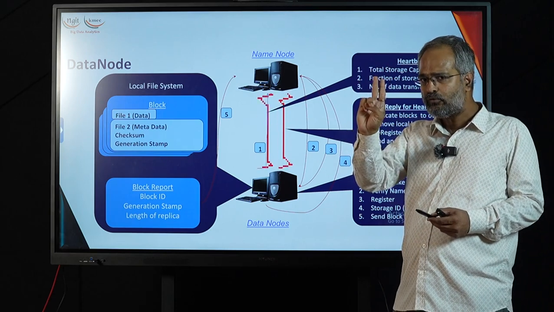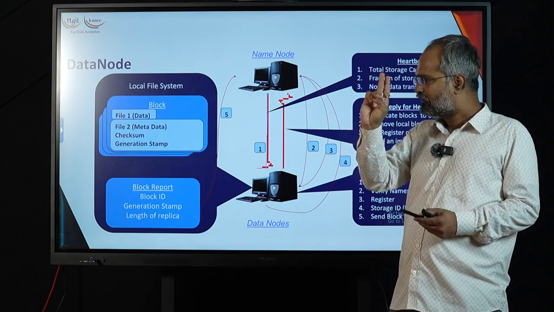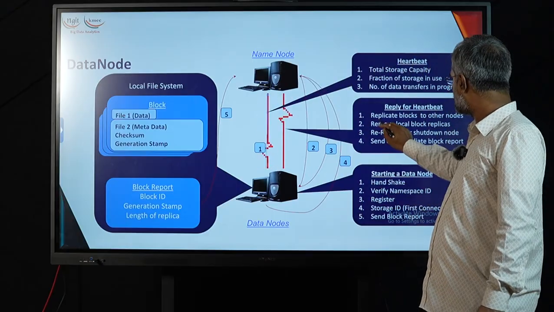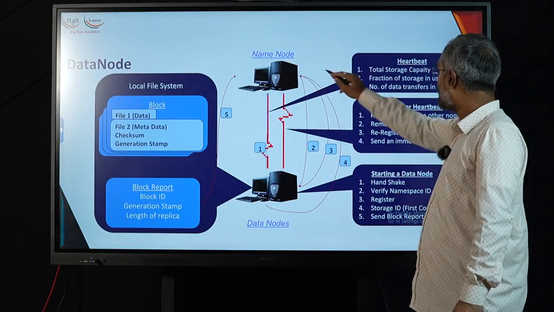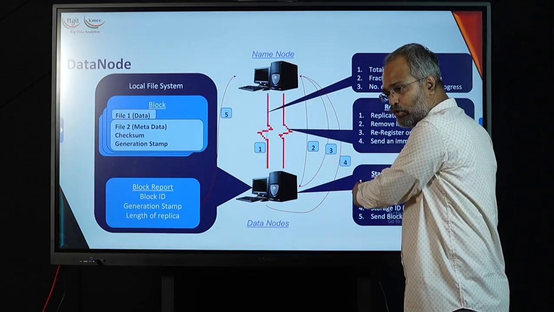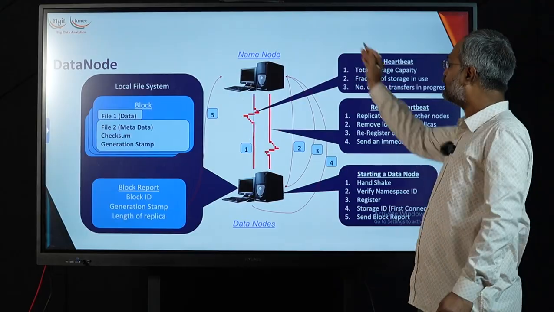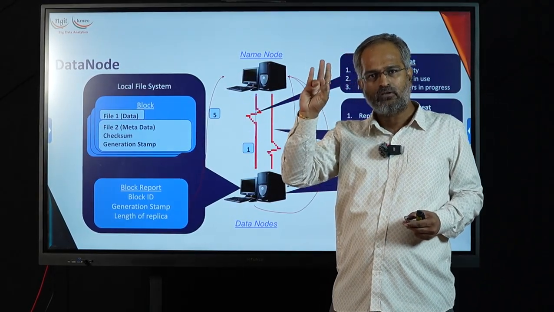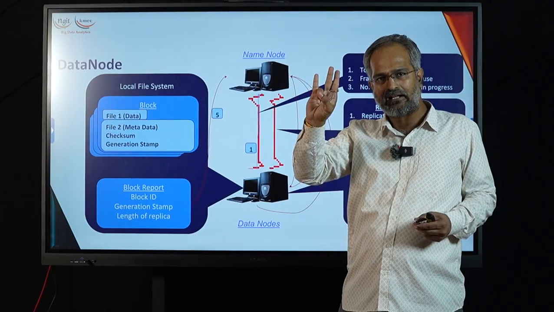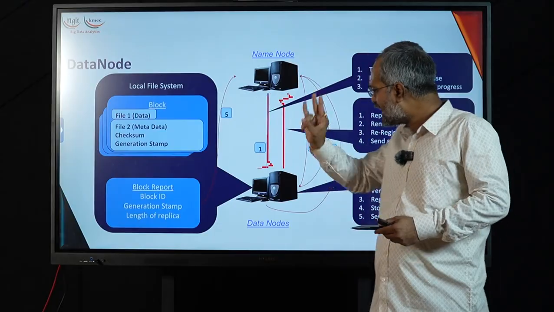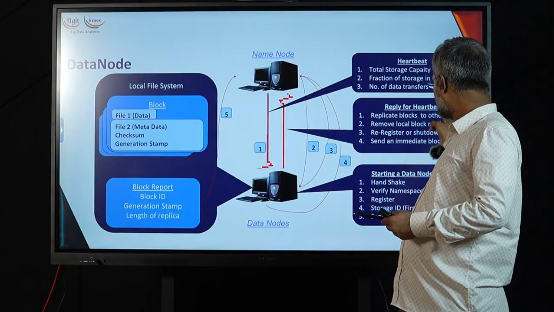Now what should we do? We have to rectify that. For that, the name node will send the instruction to replicate the blocks to other nodes, to one of the remaining 2 nodes, so that there are 2 replicas available, one is down and another replica will be created. This is the first instruction.